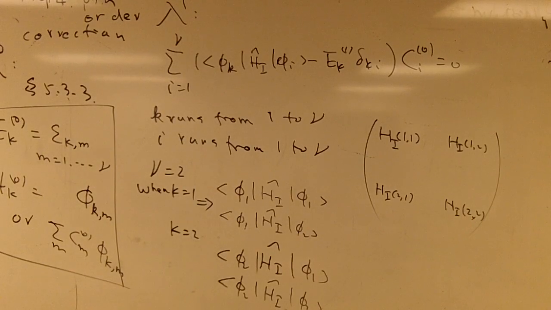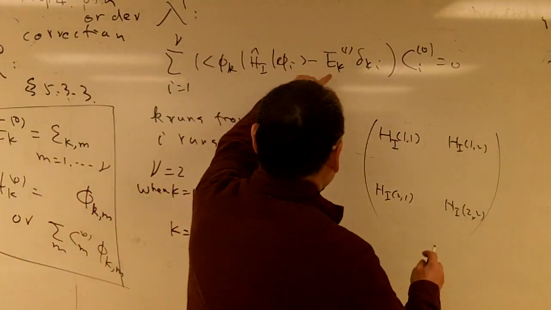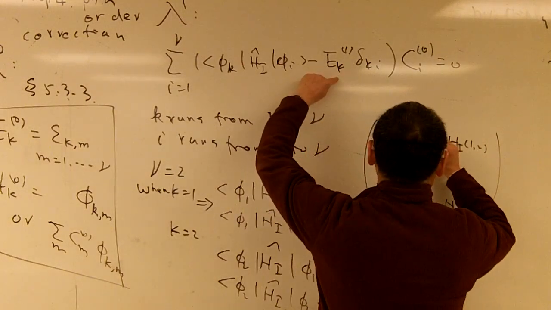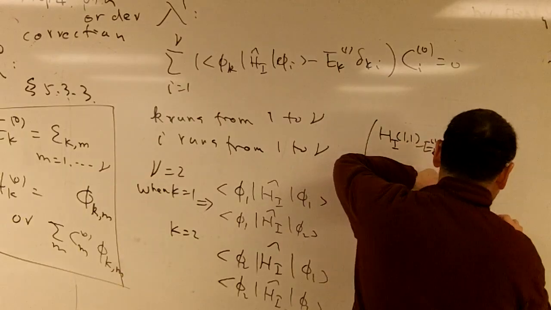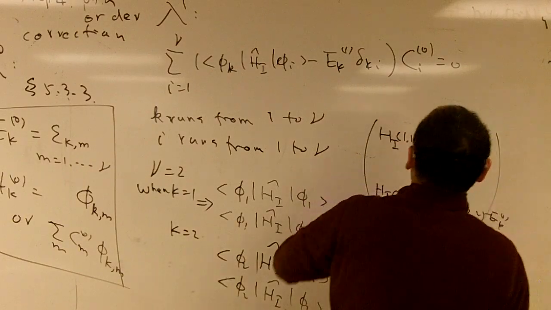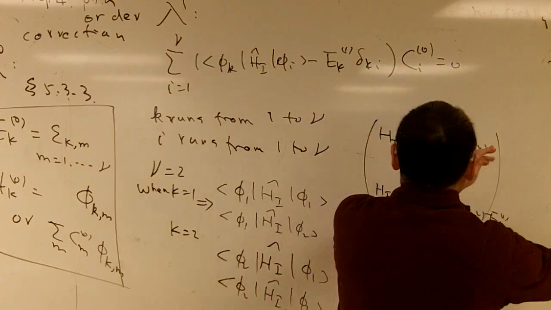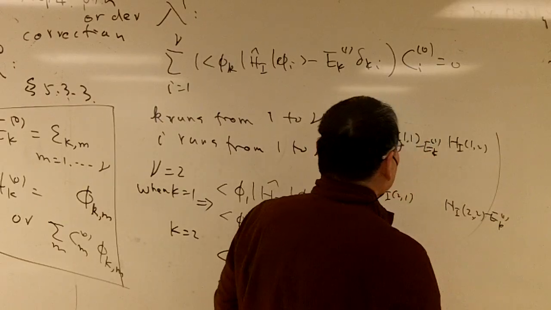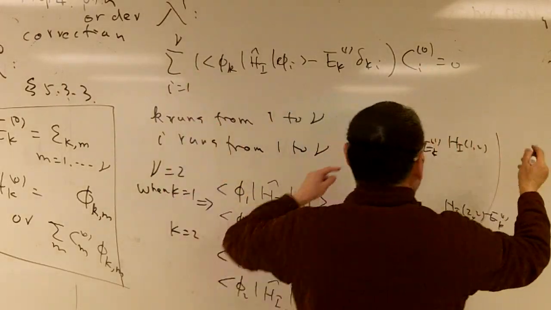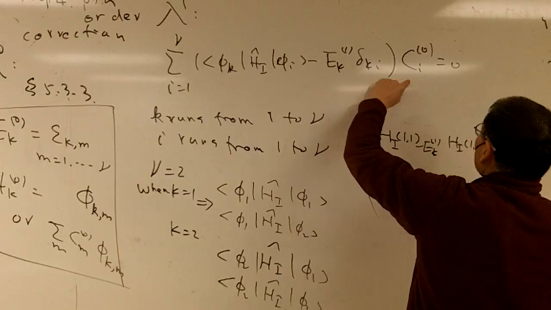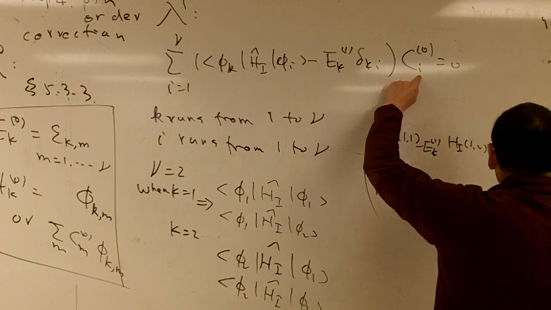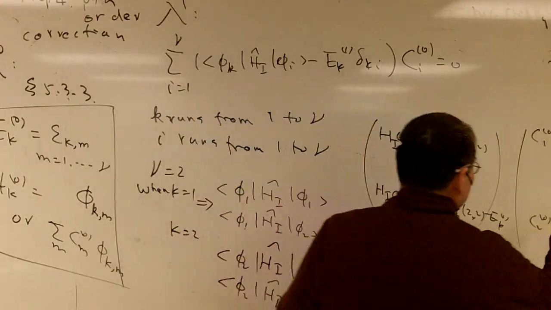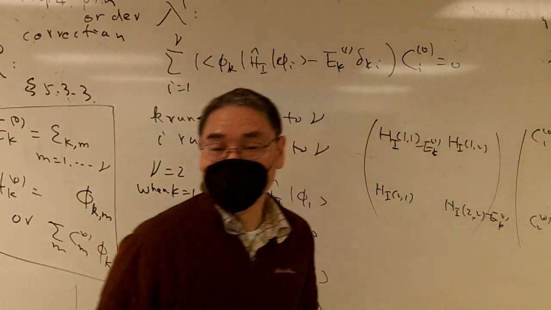Now, we have the second term. This is the diagonal term. Essentially, it would be minus E_k1, and here's E_k1 here. I can move this diagonal to the right-hand side, and you will see immediately. So this is essentially what the matrix elements are. And then you have this one here, C10, C20, like this. And this whole thing equals 0.